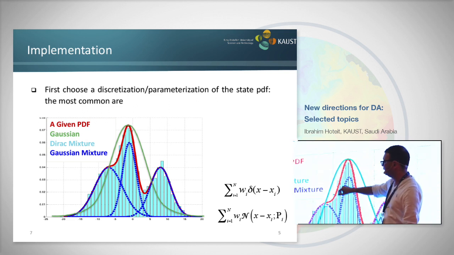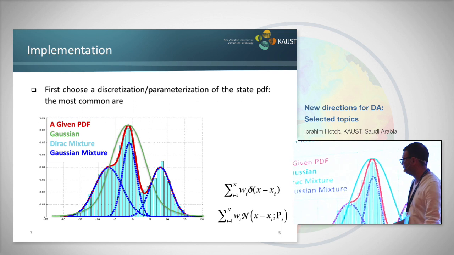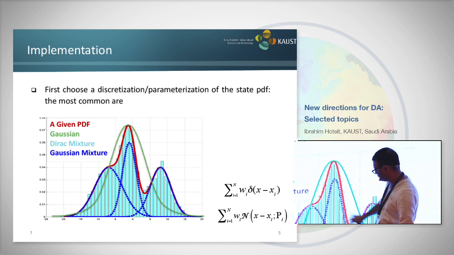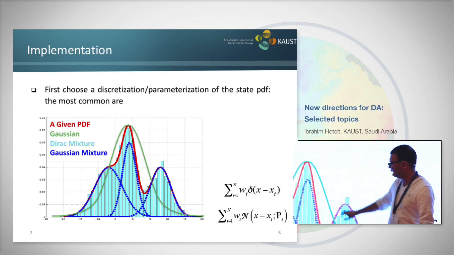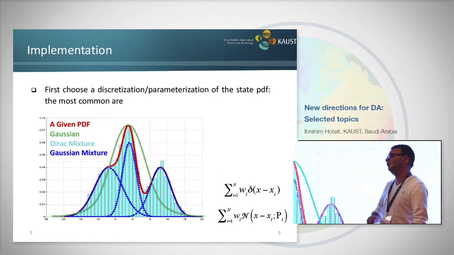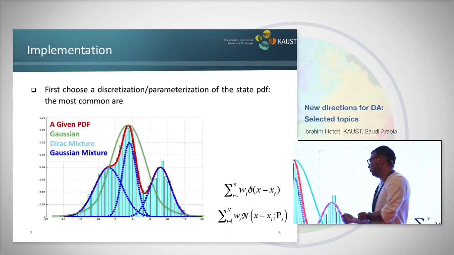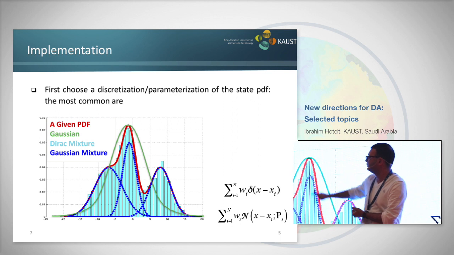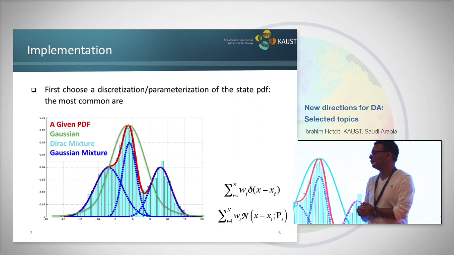Another way to represent the PDF is to use a Gaussian mixture, which is a sum of Gaussians. So you see these 3 blue Gaussian distributions. I sum them up and I get the red. So I can use fewer Gaussian components in the mixture to represent the PDF than Dirac mixtures.